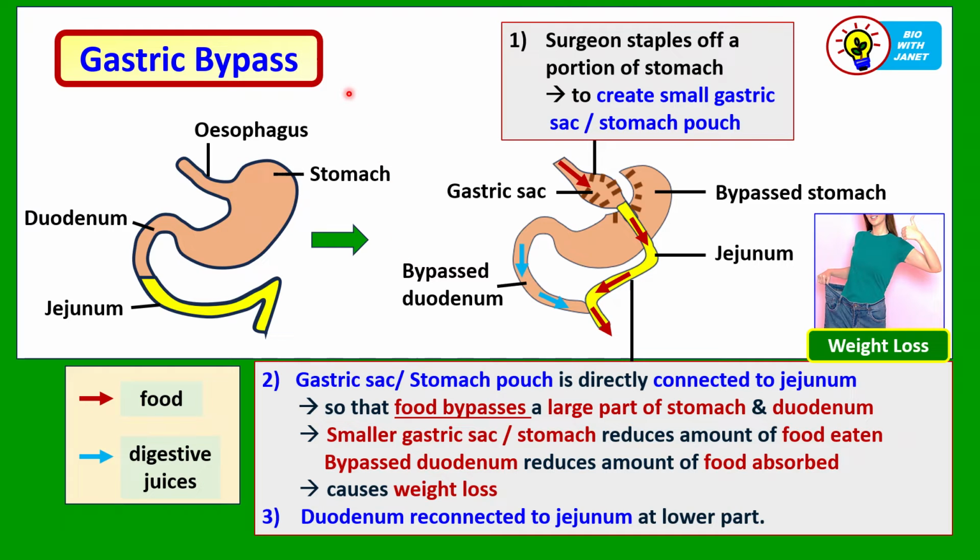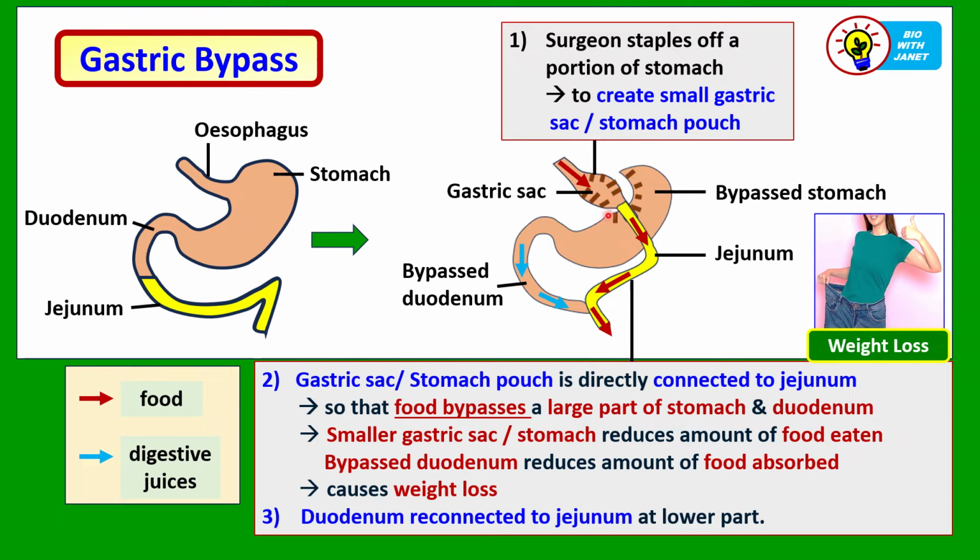So here we discuss the process of the gastric bypass using these pictures and in more detail here. All right, the explanation is in more detail. This is a picture of the digestive tract. We have the esophagus here, stomach, then duodenum, which is the first part of the small intestine, and the jejunum, which is the second part of the small intestine. All right. So in the gastric bypass surgery, the surgeon will first staple off a portion of the stomach or divide the stomach to create a small gastric sac or stomach pouch.